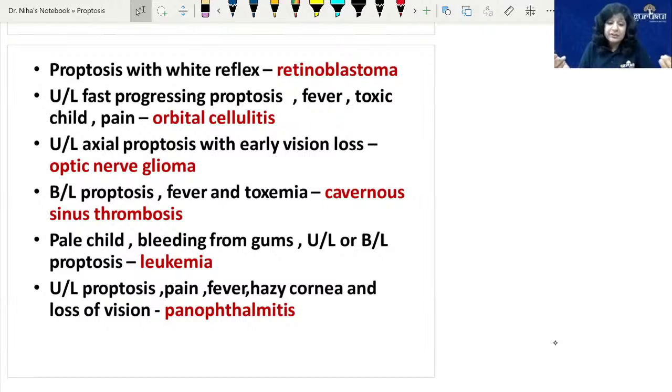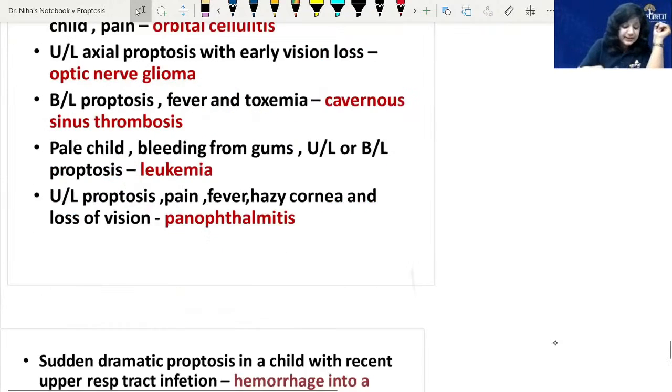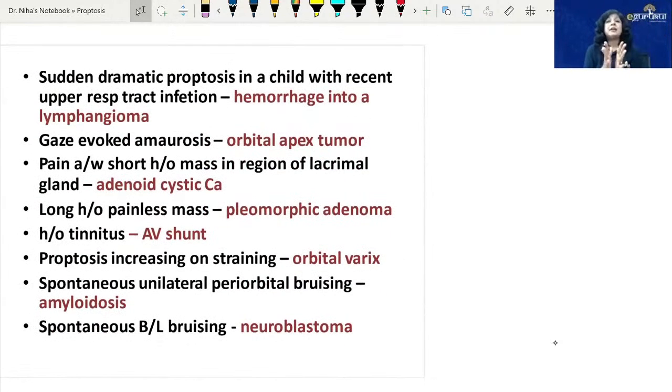Then we have unilateral proptosis, pain, fever, hazy cornea, and loss of vision. Always think about panophthalmitis. If there is a sudden dramatic proptosis, acute proptosis with a recent URTI, I told you it could be a lymphangioma. If there is a gaze evoked amaurosis, then you have to think about orbital apex tumors. Then if you have a mass in the lacrimal region, that could be an adenoid cystic carcinoma. Long history but painless, think about pleomorphic adenoma.